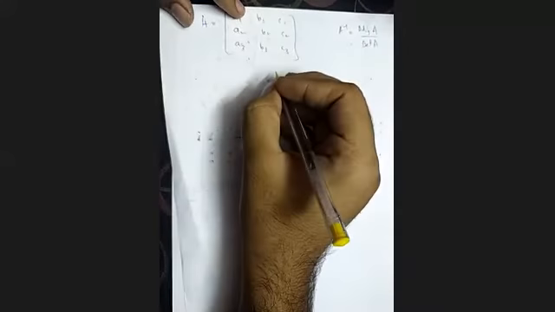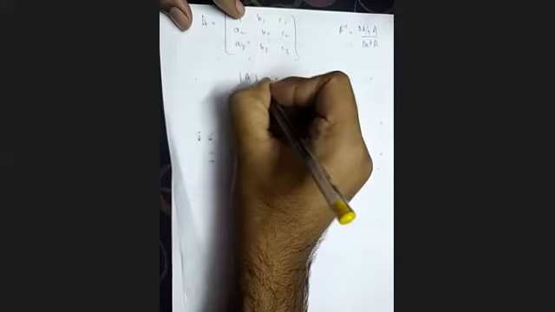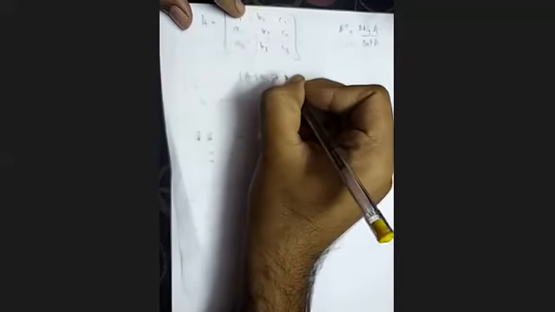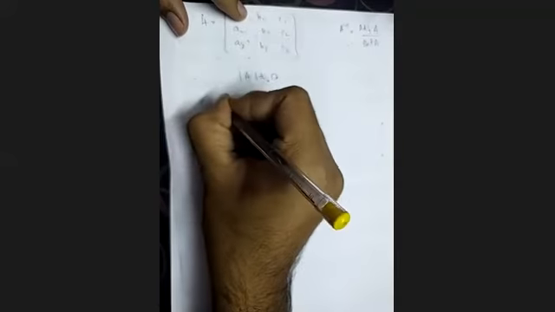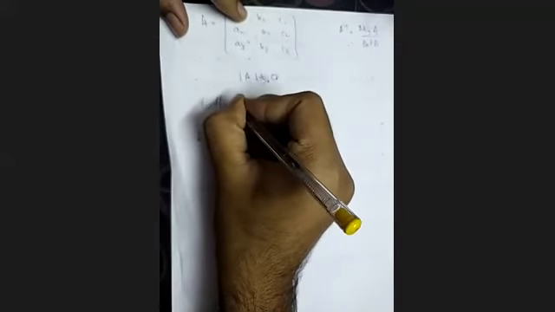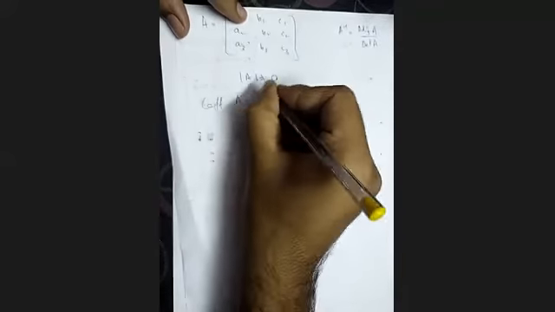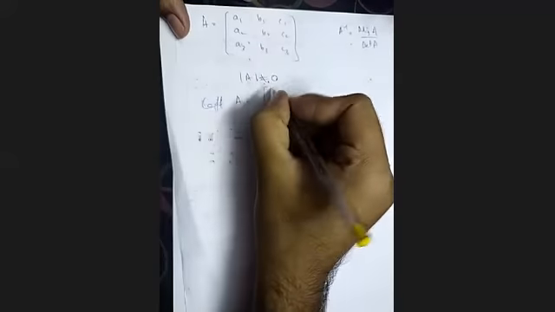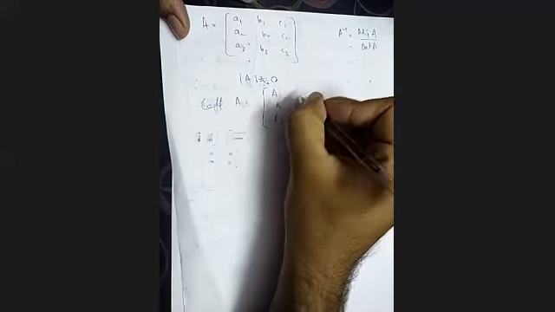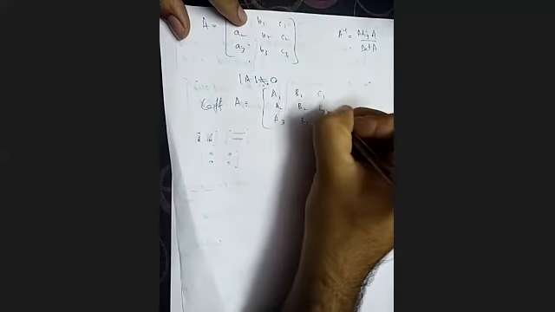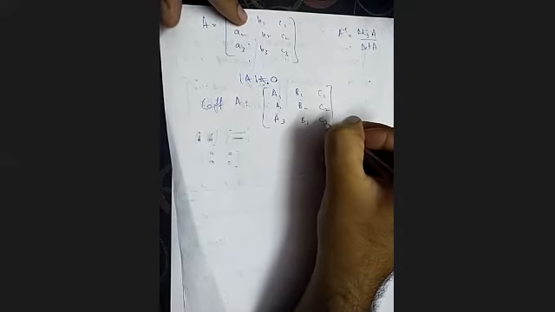Okay, if A is a non-singular matrix. So first of all, A is non-singular. That means det of A is not equal to 0. Then what are cofactors? Cofactors of A is equal to, let's say, capital A1, capital A2, capital A3, capital B1, capital B2, capital B3, capital C1, capital C2, capital C3. We are assuming this.